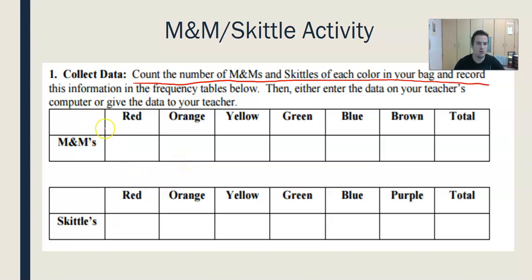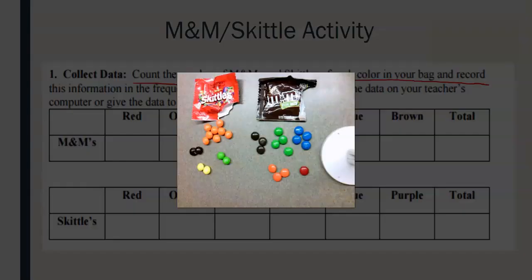So what you would do is you'd list the number of red, orange, yellow, green, blue, and brown M&Ms that you have, and the number of red, orange, yellow, green, blue, and purple Skittles that you have. Okay, so for example, here are my M&Ms and Skittles. You notice I've opened up my handy little bags of M&Ms and Skittles. Here are my M&Ms over here. I have 3 oranges, 1 red, 4 greens, 4 blues, and 3 browns.